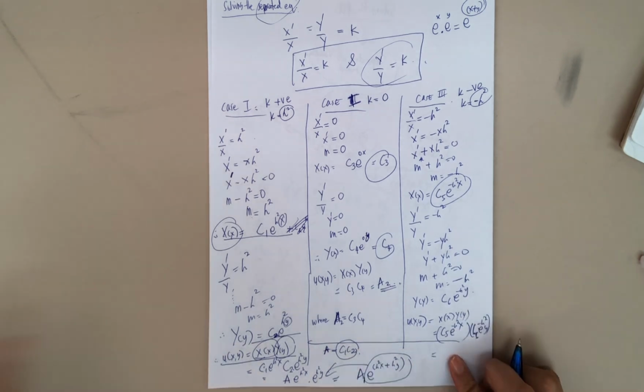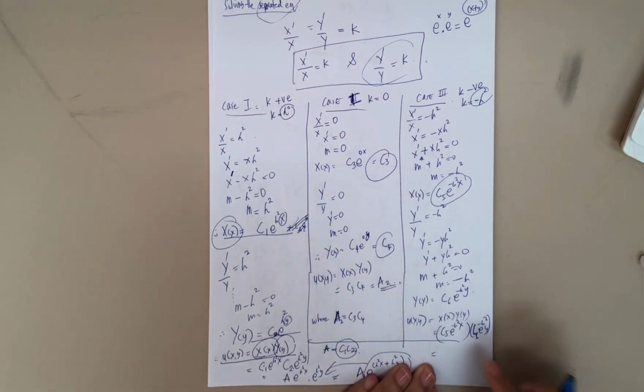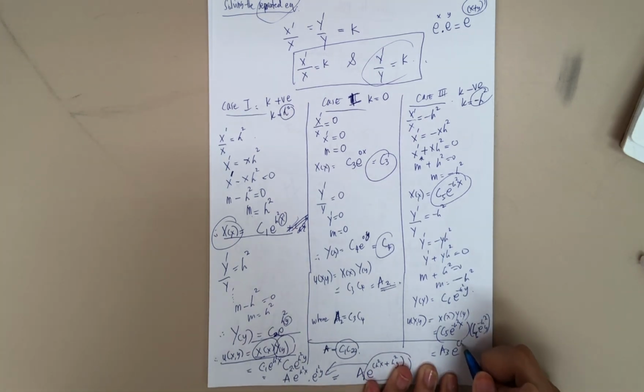So you just do the same thing as in case number 1, whereas c5 times c6 you replace with a3, and then the exponential power is negative lambda square x minus lambda square y. That's it.